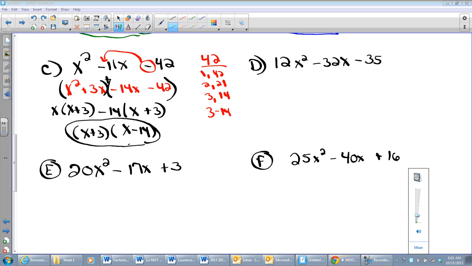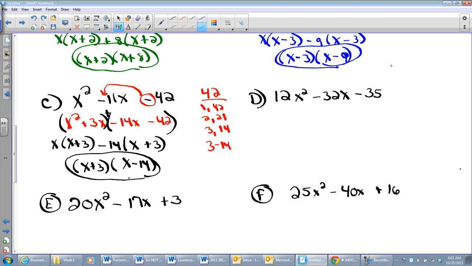I'm making it look easy, but the reality is it is easy. You just basically follow the same patterns each time. As you get used to working with factors, it becomes easier and easier to do this. Okay, this one's a little more complicated. I'm looking for a GCF and I'm not seeing one. Okay, so I'm going to multiply 12 times 35.